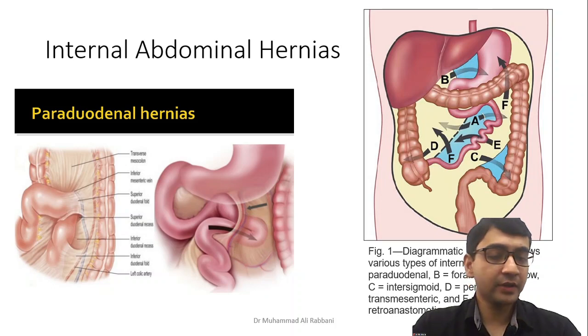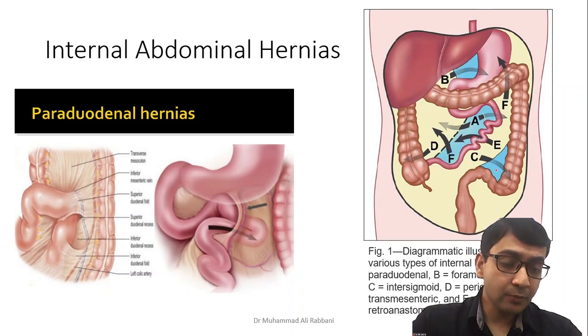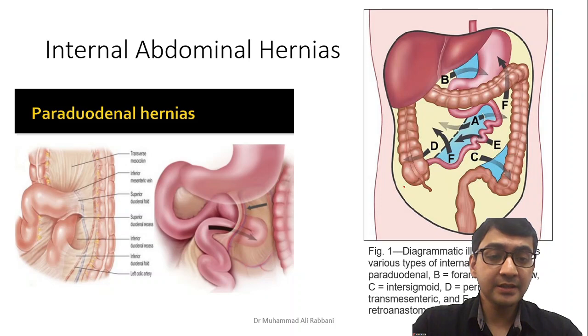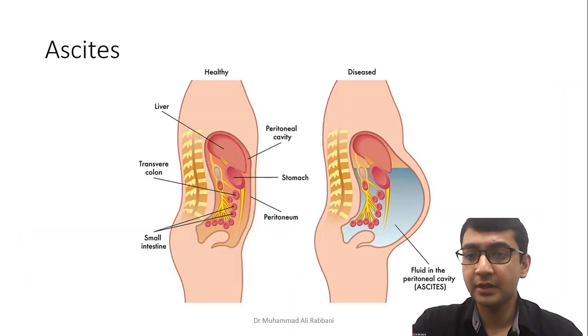There are a number of recesses in which it can get stuck and cause issues. For example, it can get stuck in the paraduodenal recess, it can get stuck into the lesser sac itself, the foramen of Winslow. It can go into the intersigmoidal recess, it can go into the pericecal recess, or it can go through a defect in the transverse mesocolon, the transverse mesenteric recess. So these are a lot of possibilities that are there.